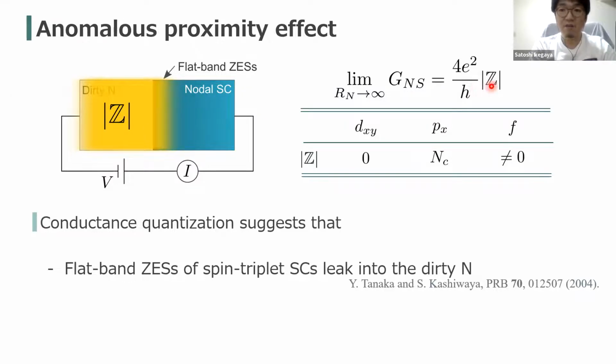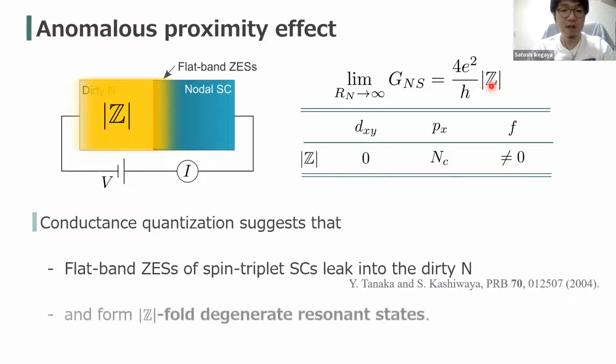However, this kind of quantization further implies that the penetrated zero-energy states retain Z4 degeneracy and form Z4 degenerate resonant states there. So if we can prove this fact, then we can explain the microscopic mechanism of the conductance quantization of the anomalous proximity effect.